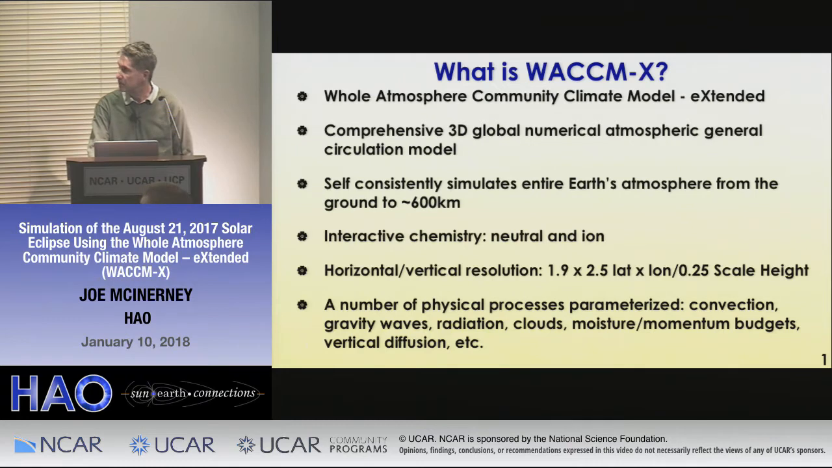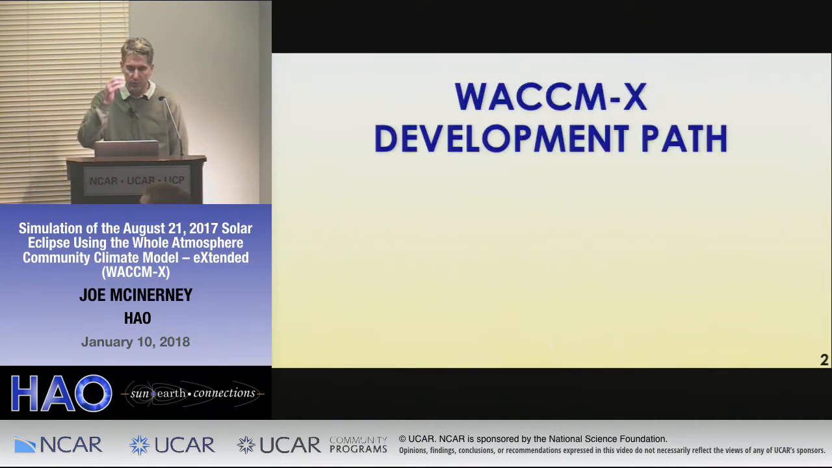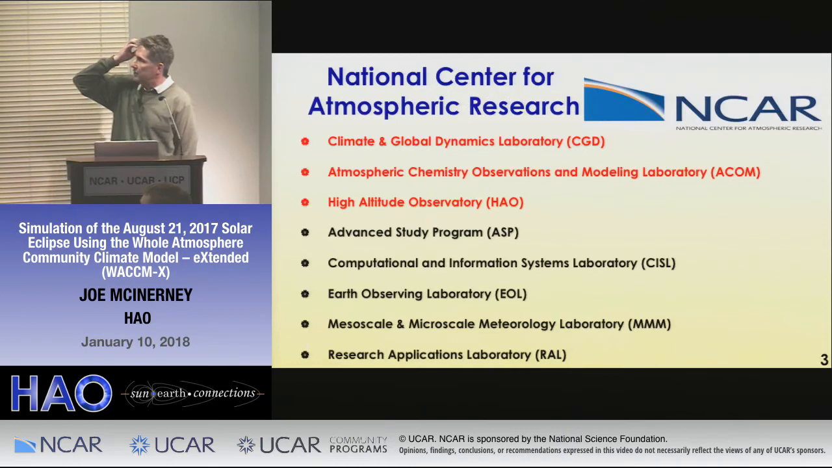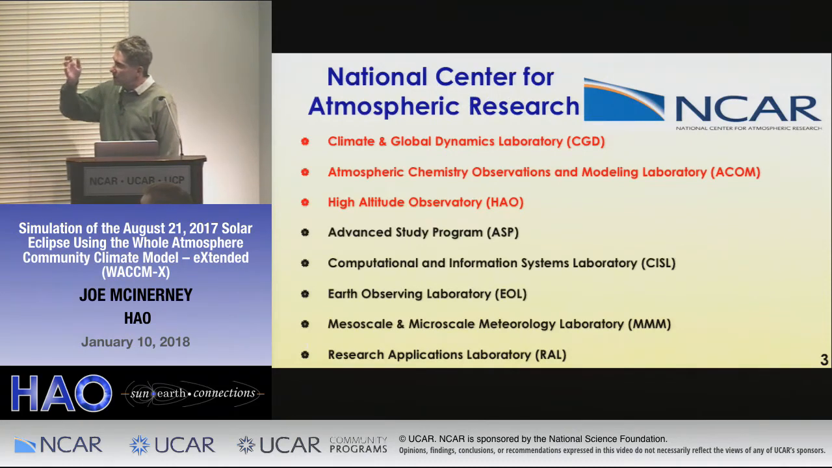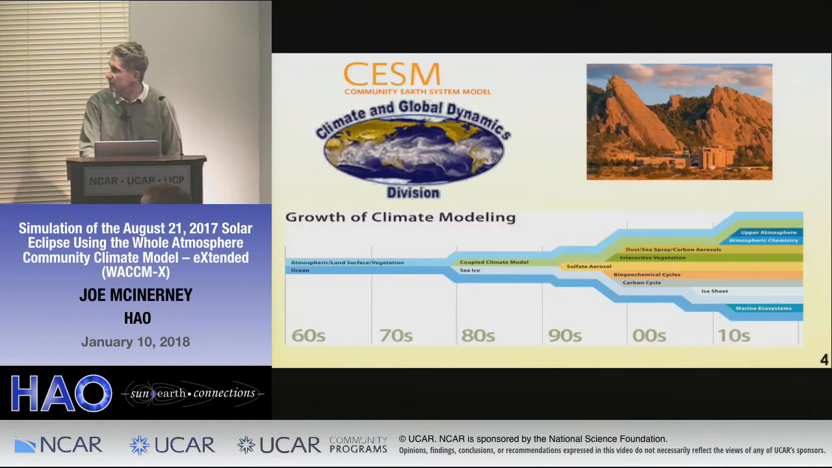So before I get into the actual eclipse results, I wanted to talk a little bit about what I mentioned earlier, and that's the development of the Wacom X model, and trace back some of the roots of the development of the model. And the roots are basically in 3 laboratories here at NCAR, CGD, ACOM, and HAO. So I'll walk through these and talk about how we benefited from a lot of the work going on in these 3 laboratories. The first is CGD, the Climate and Global Dynamics Laboratory.